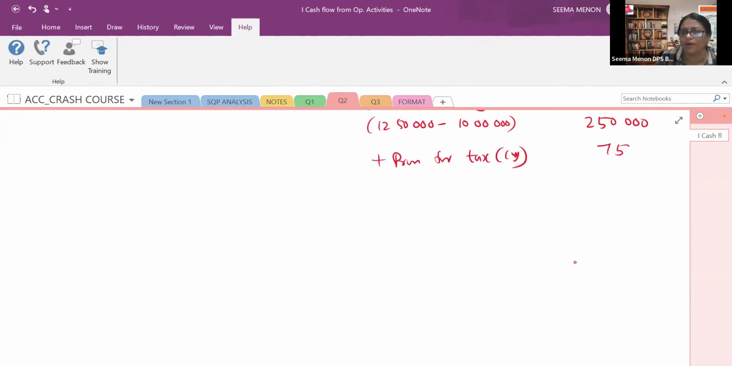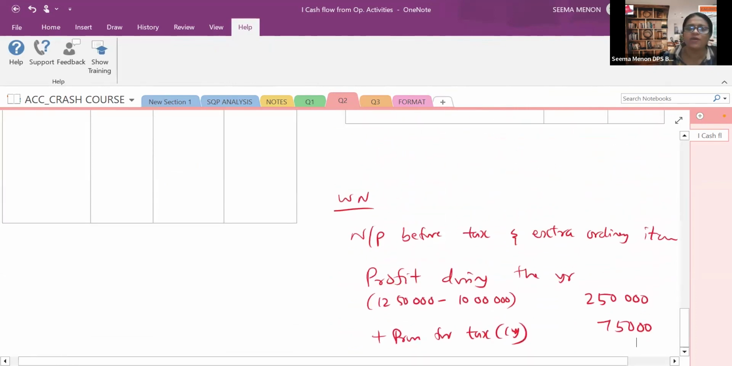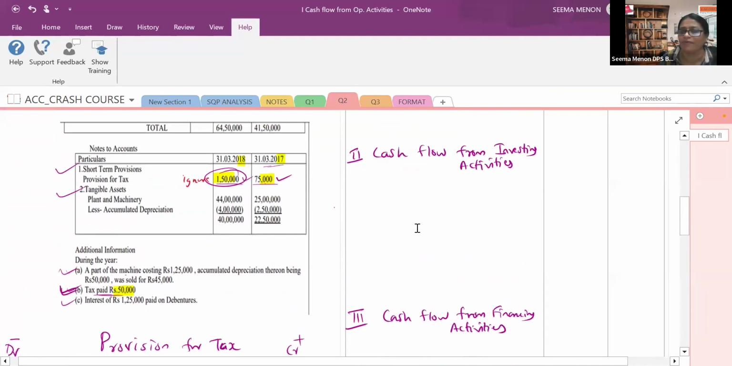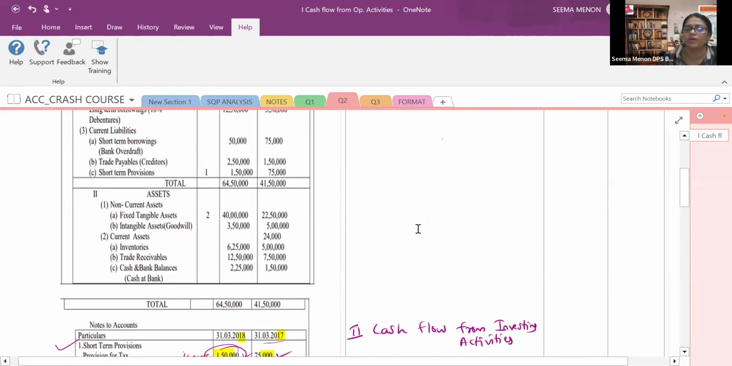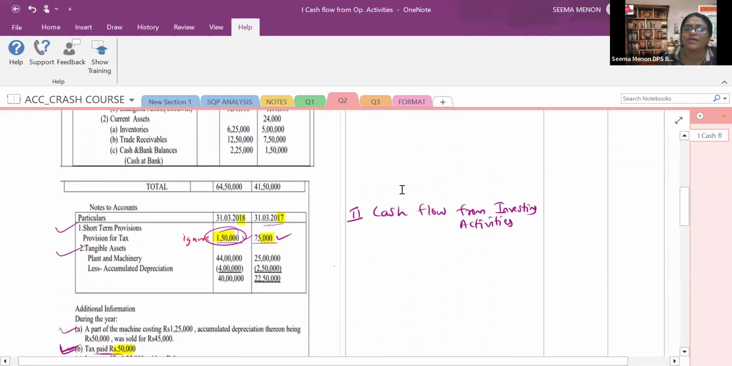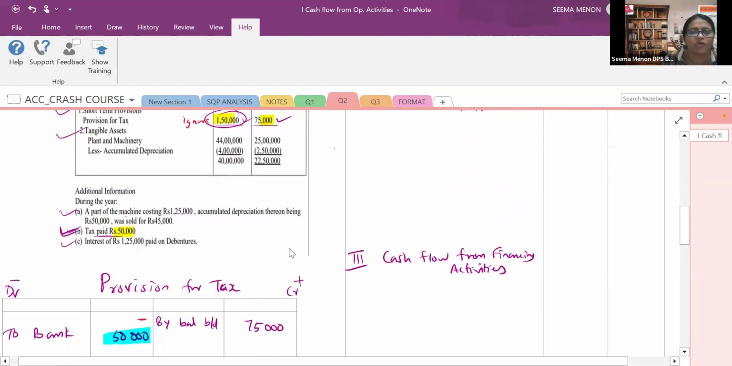So along with that, we have done. And after preparing this provision for taxation, we came to know that the tax paid is 50,000. So this tax paid, where will you have to show? You have to show in the cash flow from operating activity. You have to subtract it as the last item. That we will do there only, just above the investing activity. So right now we are not writing that. Let's wait for the end of the operating activity. So we have done provision for taxation. Whatever we have done, you can just put a cross mark on that. That means you have done that.